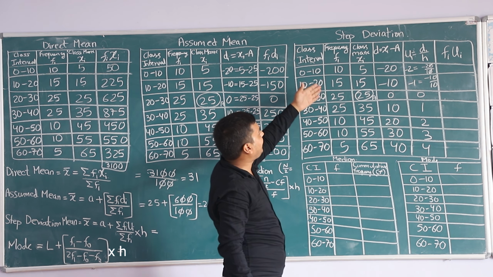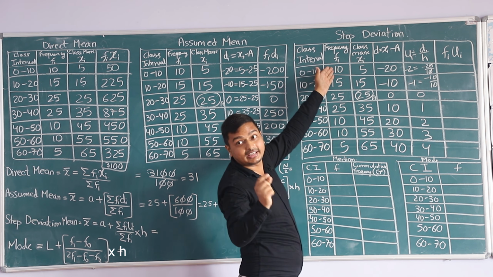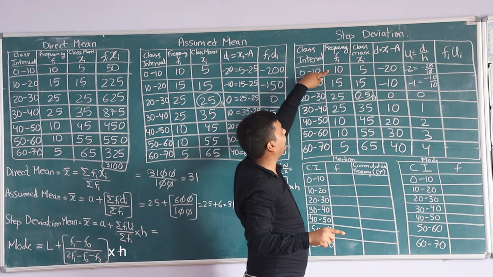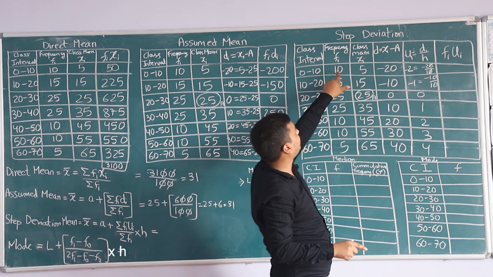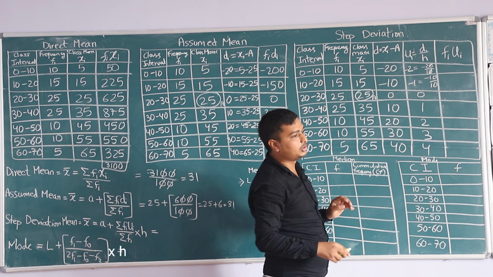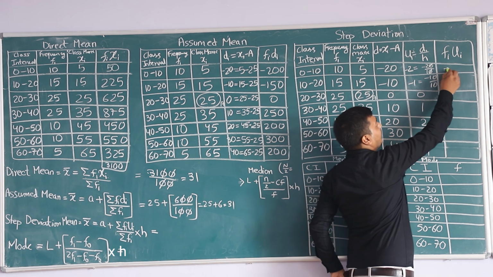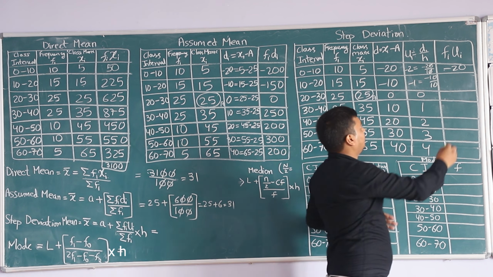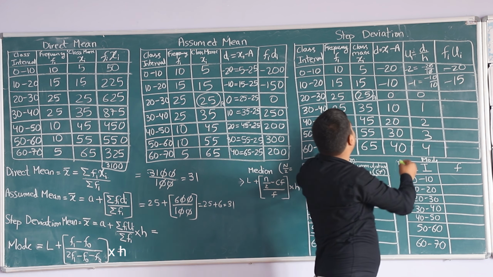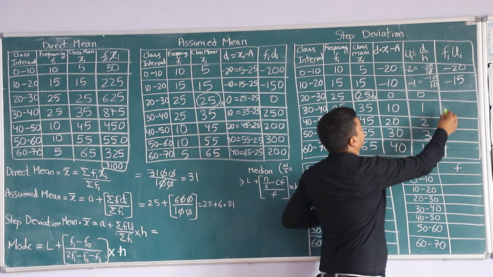fiui. Now how to calculate? fi with what? First, actually the ai is not a variable. fi is first, then ui. Now I will do minus 2 into 10. Minus 20. Very good. Next. 15 into minus 1. Minus 15. Very good. Next. So 35 into 0. 0. Very good. Next.